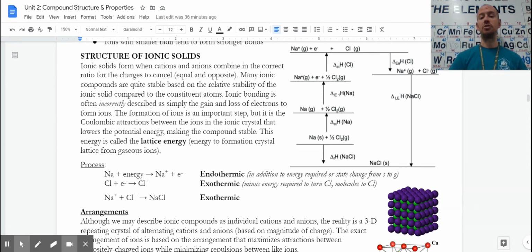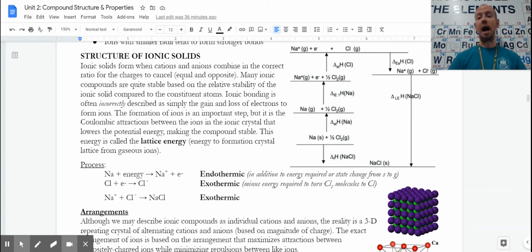And that's what connects to Coulomb's law. So the process here is that the sodium has to become a sodium ion. The chlorine has to become a chloride ion. And then the sodium ion and the chloride ion will become a compound. Overall, some of these steps are endothermic, some of these steps are exothermic, but the formation of the ionic compound is always favorable or overall exothermic.